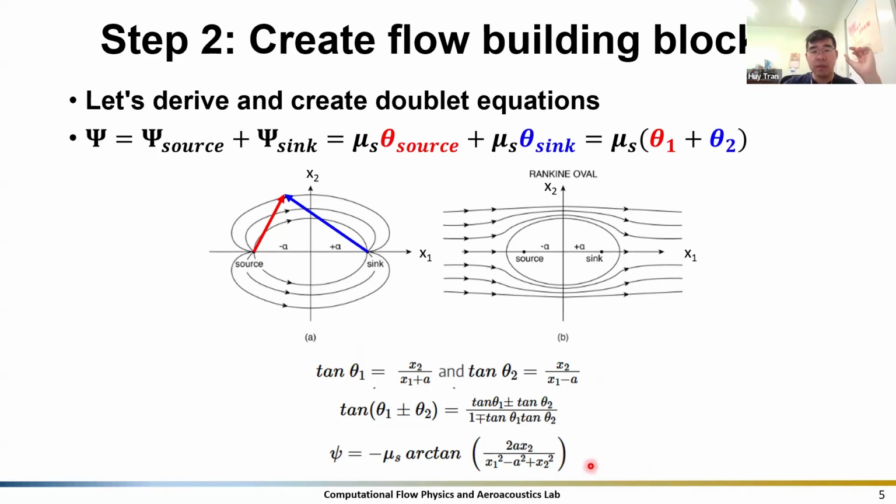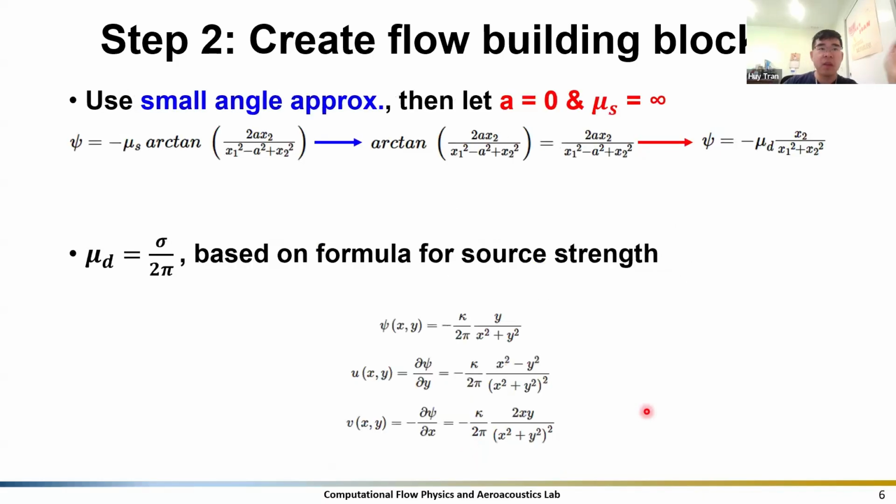So for a doublet, psi is equal to negative source strength times arctan of this combination here. You can do the math yourself, or maybe you can ask me and I can send an email of my work, but you can go from the first step to the last step using these identities. Now, here's the more important part. With this identity, we're gonna now go from a Rankine oval, which obviously is an ellipse, to a cylinder.